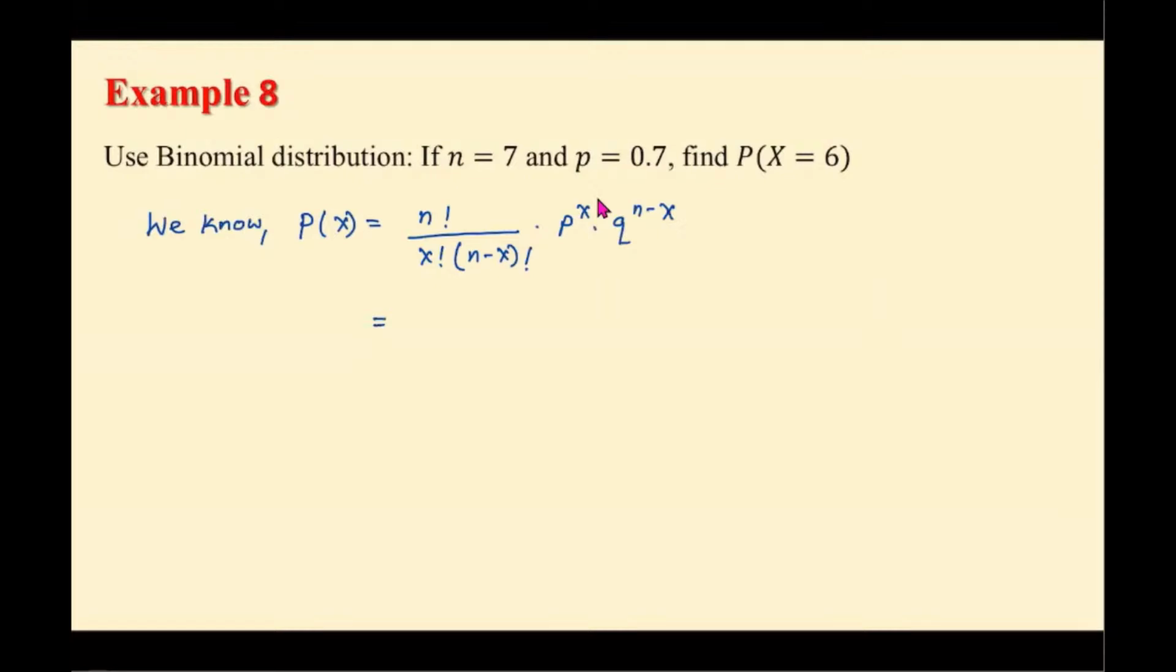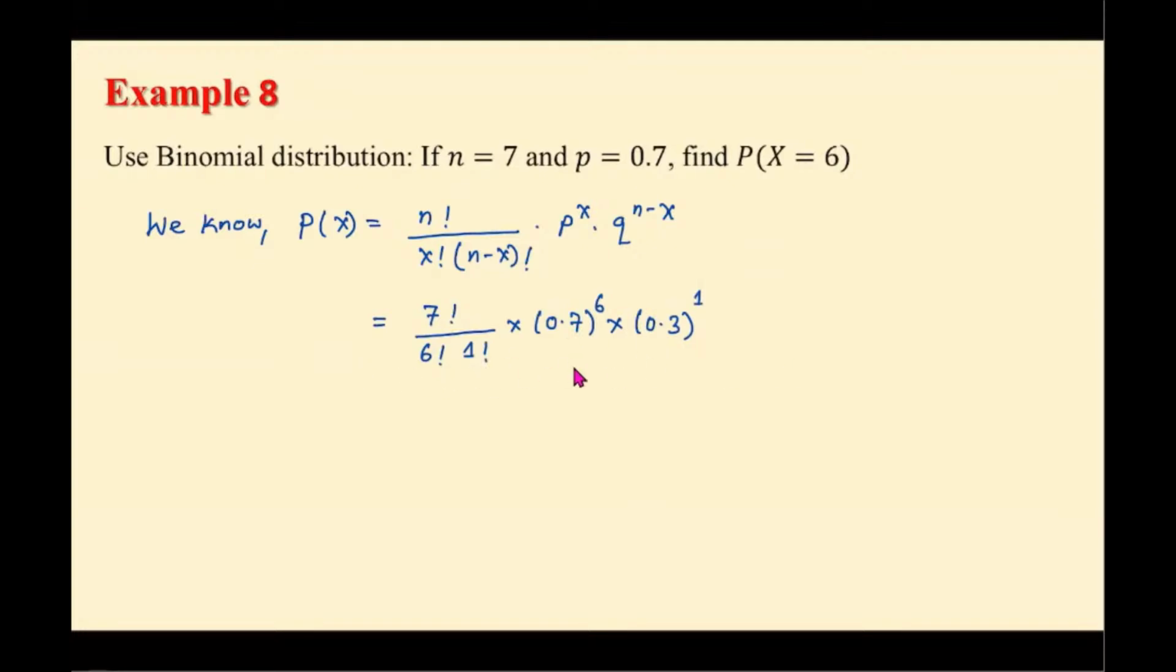Now plug in the values. For n factorial, the number of trials is 7, so this is 7 factorial divided by x is 6, so 6 factorial. N minus x will be 7 minus 6, which is 1 factorial. Multiplied by p, which is 0.7, raised to x, which is 6. Multiplied by q: if p is 0.7 or 70%, q is 30% or 0.3, raised to n minus x, which is 1. So it's 0.7 raised to 6 and 0.3 raised to 1.